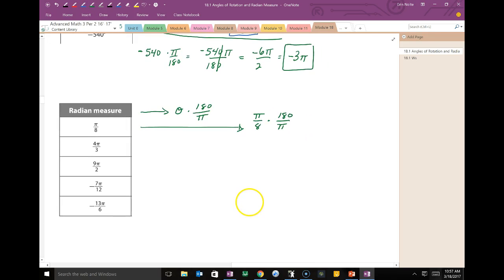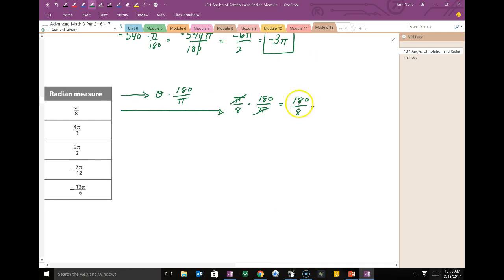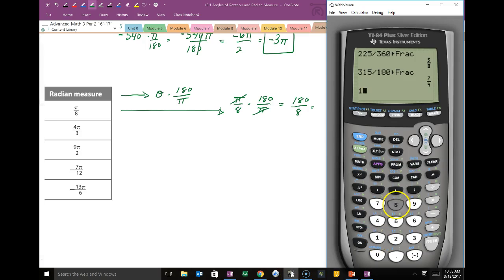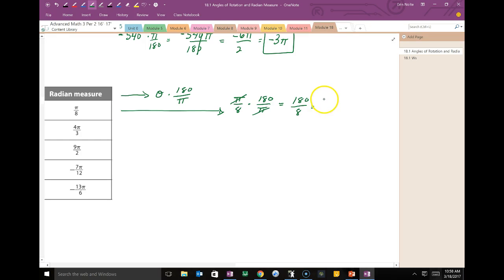Hopefully what you notice on this one is that the pi's are always going to cancel out. So we're going to be left with 180 over 8. Let's see, we could reduce that by 4, I think. Let's try it. 180 divided by 8. So 4, yeah, so 45 halves. If we're working with a degree measurement, we probably should write that as 22.5 degrees. So that would be a better understanding of what that angle is. So we'll go ahead and put that into a decimal form.